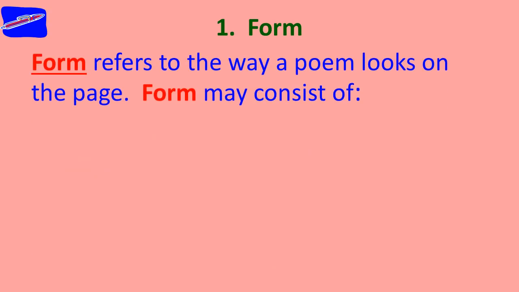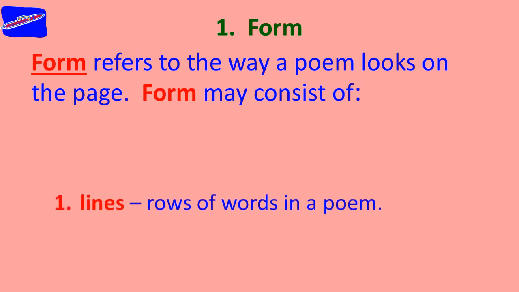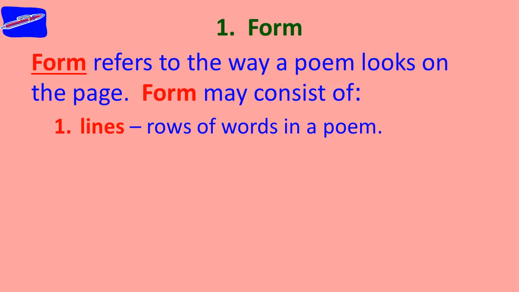The first element of poetry is form, and form is the first thing we see when we look at a poem. Form refers to the way a poem looks on the page. There are four things to consider when examining the form of a poem. The first thing we look at are lines. Lines are rows of words in a poem. Lines in poetry are very different from prose because they end whenever the poet wants them to end, and they may not be complete sentences. Maybe a sentence spills over into several lines, or maybe a line contains more than one sentence.